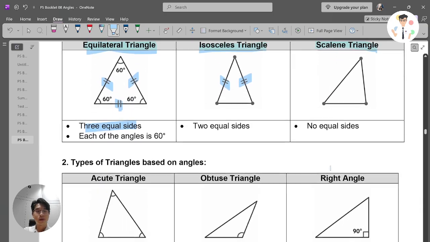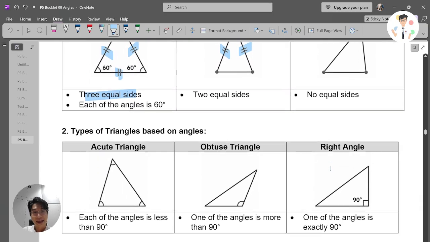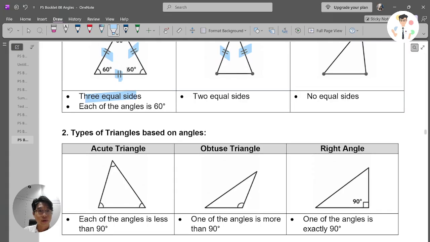Moving on, we have the types of triangles based on angles. Since we are focusing on angles, you will see some very common words that we have been learning just now: acute, obtuse, and right. So what does that mean? An acute triangle means that each of the angles, each one individually, is less than 90 degrees. If all are less than 90 degrees, we call it an acute triangle, because we know acute means less than 90 degrees.